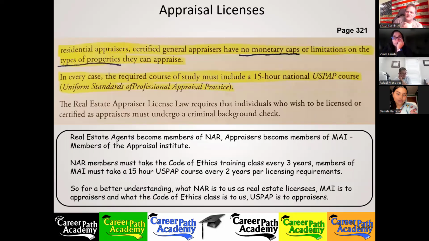We as real estate agents, we don't need to be members of the Association of Realtors, and we don't need to take Code of Ethics classes for the association. If we don't take them, it doesn't affect our licenses at all. That only affects our membership in that association.